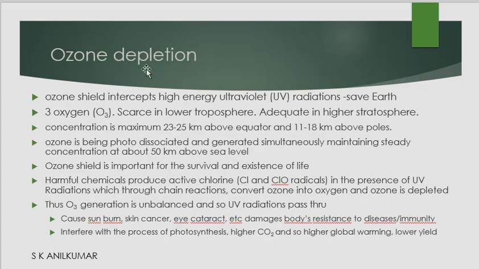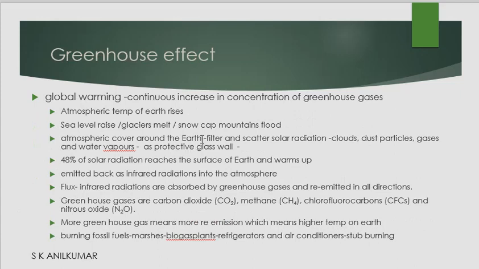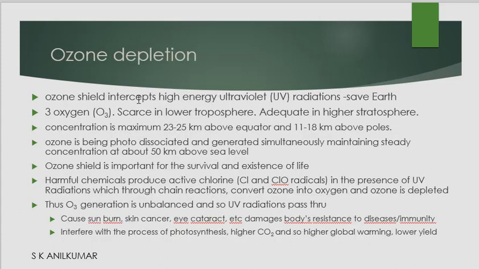What is ozone depletion? Ozone is a shield that intercepts high energy ultraviolet radiations. Just like the atmosphere protects by filtering and scattering, ozone is a filter for ultraviolet radiations. It saves the earth by preventing these radiations coming from the sun from reaching the earth.